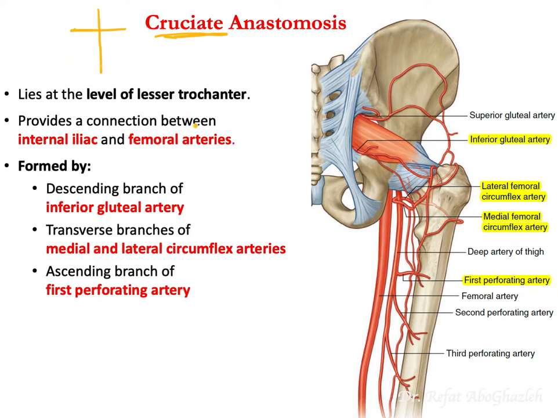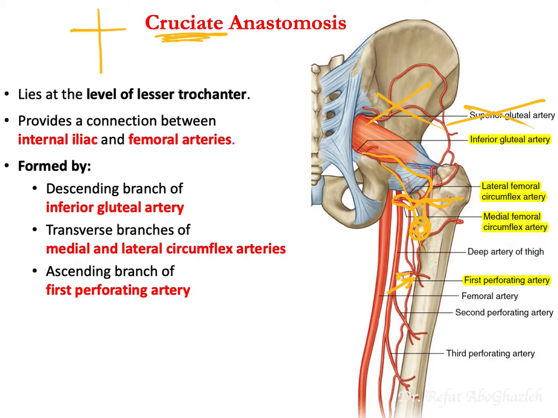So let me show you the components of this. First of all, the cruciate anastomosis occurs near the level of the lesser trochanter, at this area, right? Not here, but here. That means you have to exclude the superior one. We will exclude the superior gluteal artery, and instead of it, we will use this artery, the first perforating artery. So the components that form the cruciate anastomosis are the inferior gluteal artery with a descending branch, right? Plus the medial and lateral circumflex, still the same, and an ascending branch from the first perforating artery.